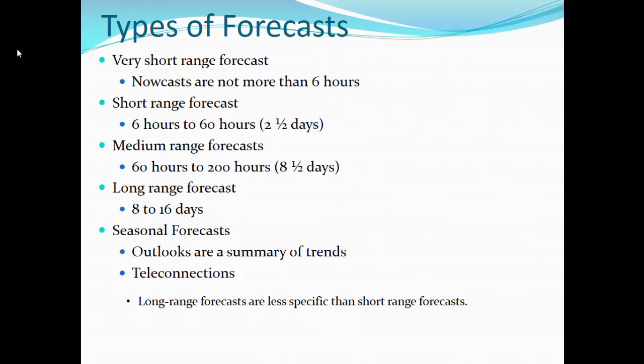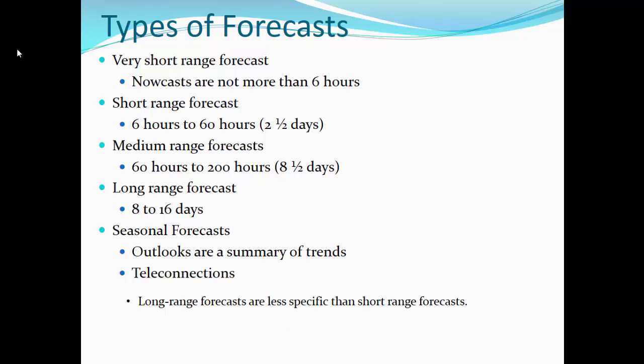That's going to be using what's happening in the 500 millibar levels and helping to sort of forecast out your surface chart. So your medium range is going to be up to 8.5 days, definitely what's happening in the long waves of the westerlies, similar to your long-range forecast at 8 to 16 days, and then seasonal forecast, which is really just a summary of trends, but seasonal forecasts will also begin to pull in what's happening with those teleconnections, those sea surface atmosphere interactions that actually help to change weather over different parts of the world.